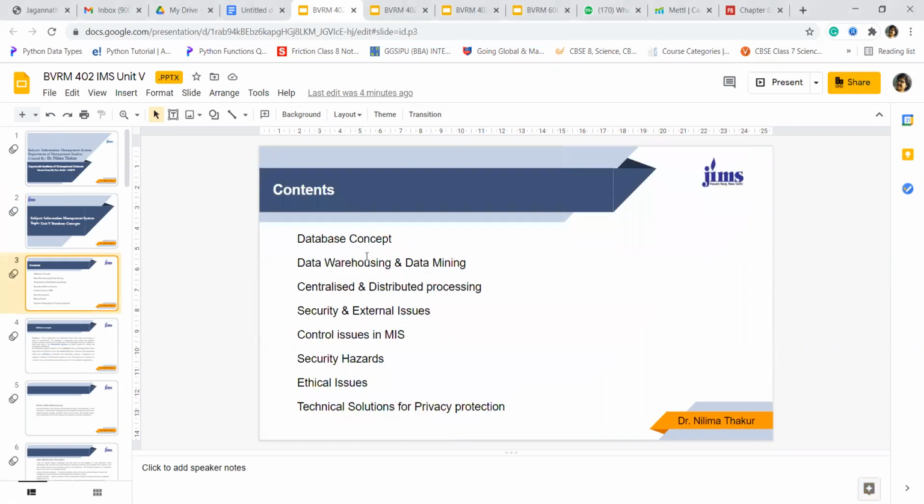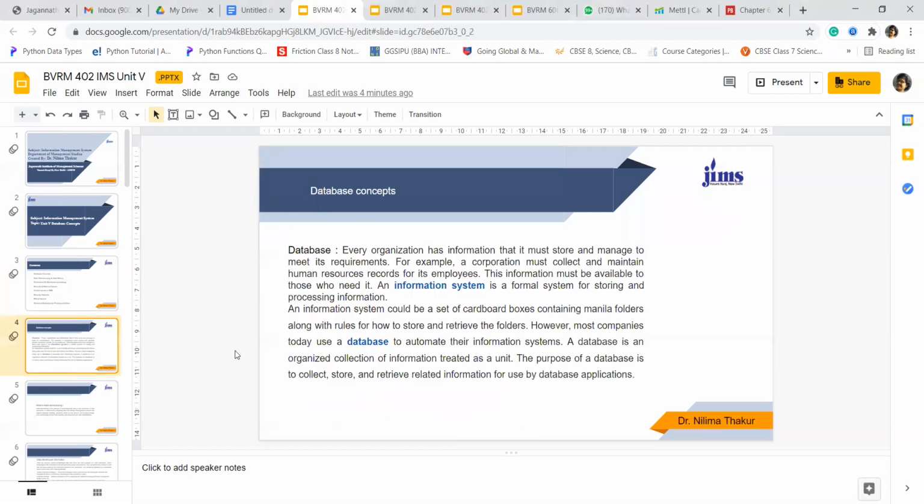In this, we will be dealing with the introduction to the database concepts, then data warehousing and data mining, centralized and distributed processing of the database, security and external issues, control issues in LMS, security hazards, ethical issues, and technical solutions to privacy protection. First of all, what is a database?